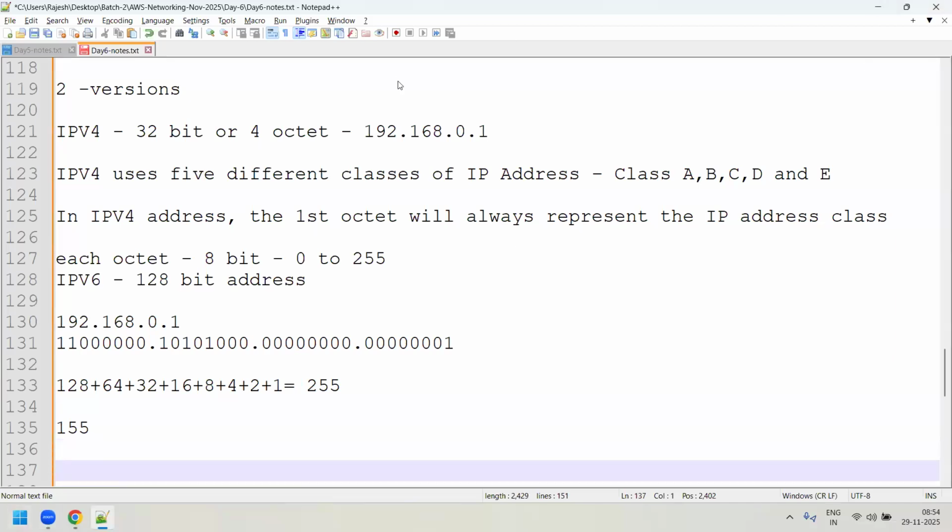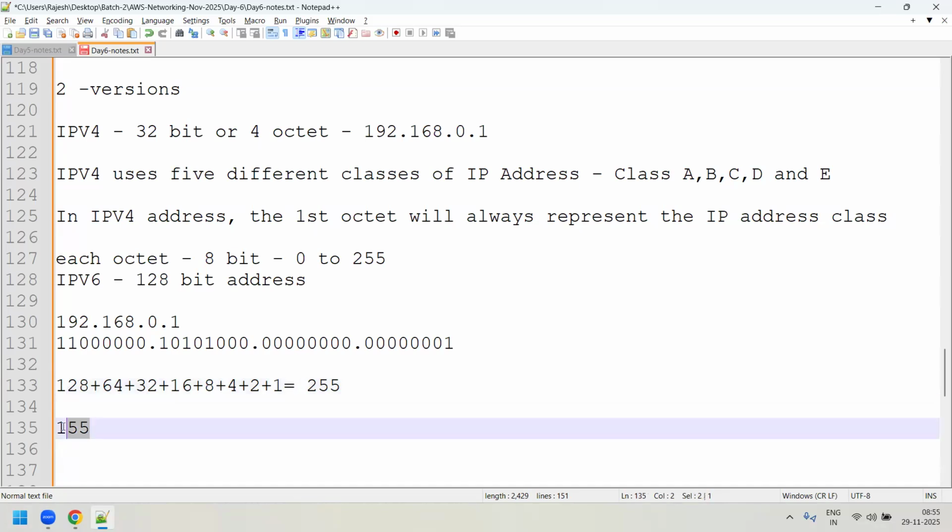See, in this range, do you have any value which is equal to 155? No, right? Or less than 155? Yes, you have 128, which is less than 155. Because we don't have any 155 value, we will go with equal to or less than 155. So 155 is not below 128; 128 is less than it, right?